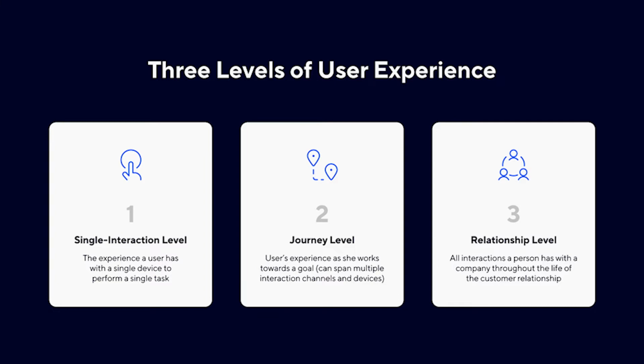Journey level is a user's experience as she works toward a goal, and this can span multiple interaction levels and devices. An example would be filing an insurance claim. This could be taking pictures on your phone with the mobile app, calling in to your agent or emailing your agent, and then receiving a check in the mail. So a few different touch points with journey level.